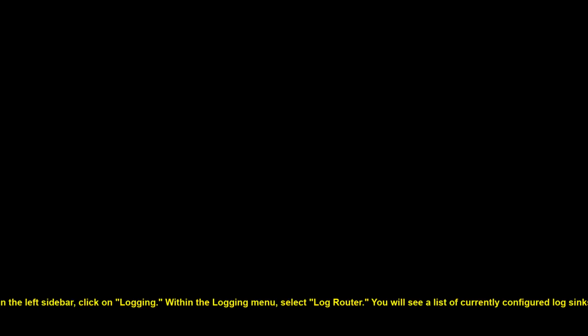You will see a list of current sinks. Locate the sink that is exporting the audit logs you wish to disable. Click on the sink name to open its details. In the upper right corner, find the Delete button. Click Delete to remove the log sink.